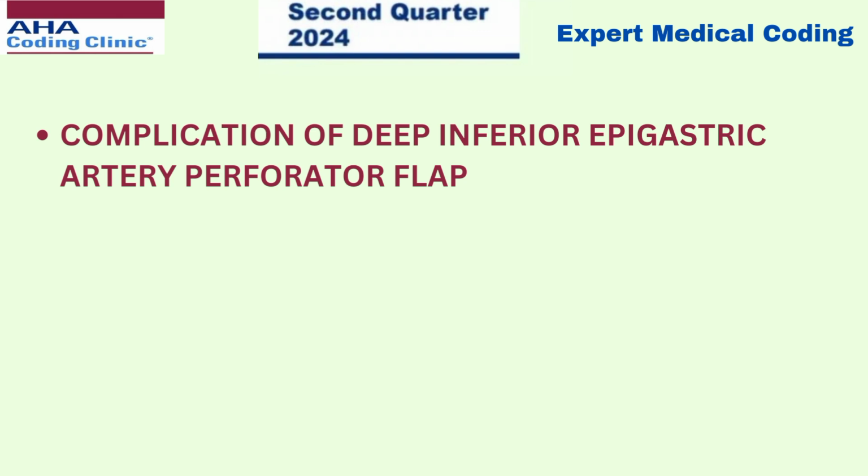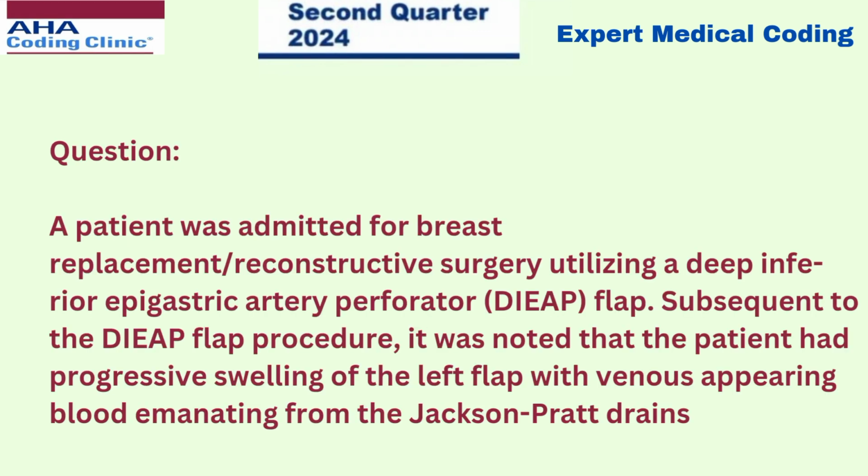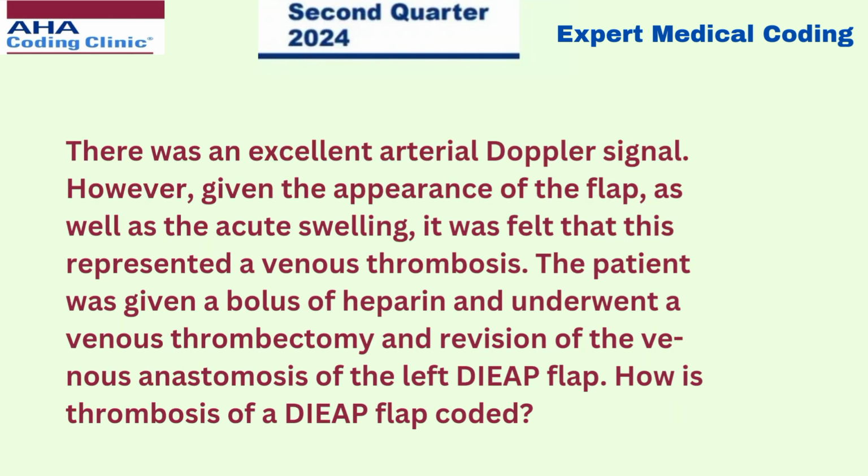Now moving toward the next coding clinic. Complication of deep inferior epigastric artery perforator flap. And the scenario here is, a patient was admitted for breast replacement reconstructive surgery utilizing the deep inferior epigastric artery perforator flap. Subsequent to the DIEP flap procedure, it was noted that the patient had progressive swelling of the left flap, with venous appearing blood emanating from the Jackson-Pratt drains. There was an excellent arterial Doppler signal. However, given the appearance of the flap as well as the acute swelling, it was felt that this represented a venous thrombosis. The patient was given a bolus of heparin and underwent a venous thrombectomy and revision of the venous anastomosis of the left DIEP flap.